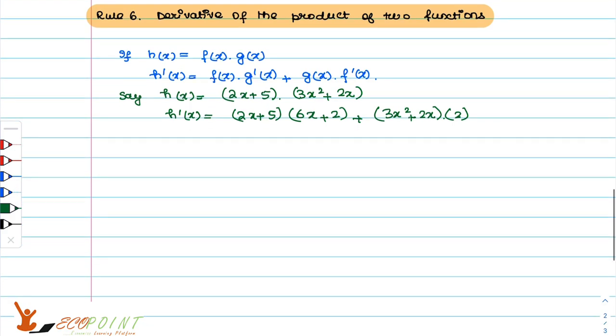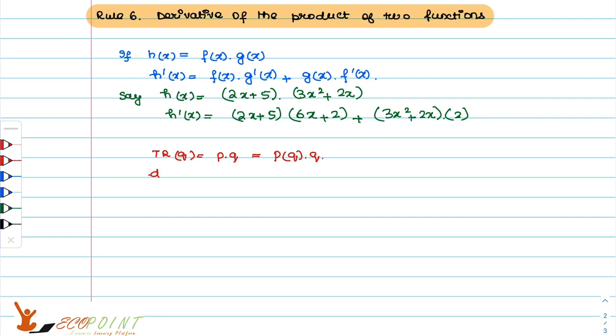So supposedly, if you have the TR function, it is like this only: P into Q. And P is dependent upon Q. So P is the function of Q itself, right?